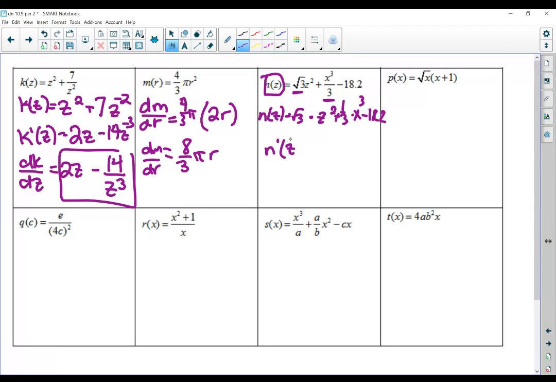So if I were to find n prime of z, I'm just going to have root 3 times 2z plus, and all the rest is a constant. It goes to 0. So it just ends up giving me 2 root 3 times z.